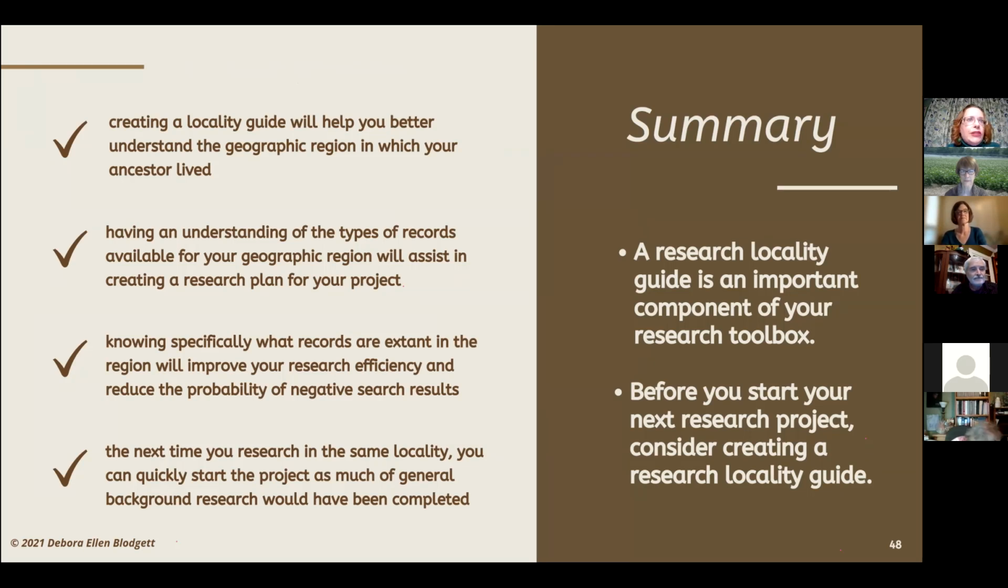So to summarize what we've learned today, we learned how to create a locality guide. And we want to do this because we want to understand the geographic region in which your ancestor lived, and having an understanding of the general types of records that are available for your area will assist you in creating your research plan so you can plan out your project ahead of time. And knowing what records exist will help improve your research efficiency, and it will reduce the probability of you having an experience where you thought you were going to find a record and you didn't find it, which is a negative search result.